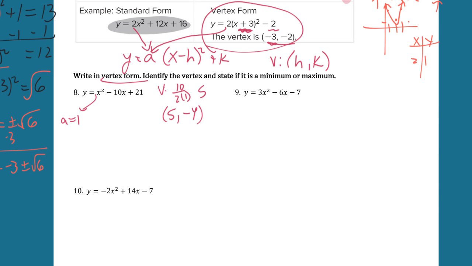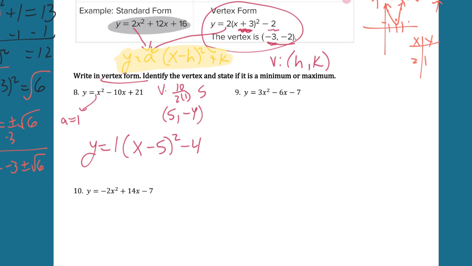Okay, a is 1. So when we put this into our basic form, vertex form, we're going to use a, h, and k to plug it in. Okay, so a is 1. So when we write this, we're going to write y is equal to 1, or you can leave it off, okay? And it's x minus 5, and then squared. So x minus 5 squared, and then subtract 4.